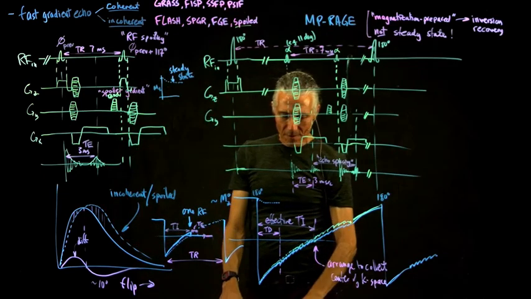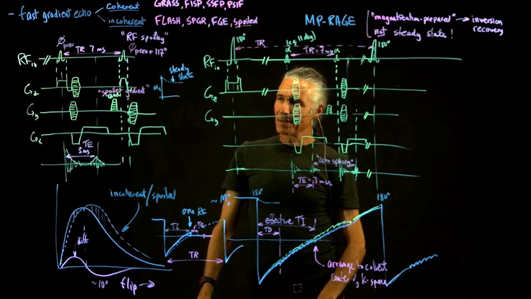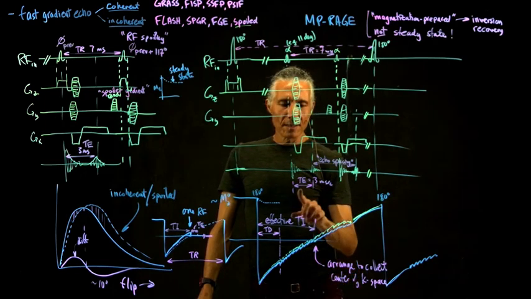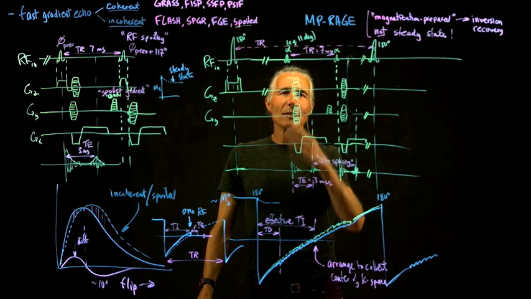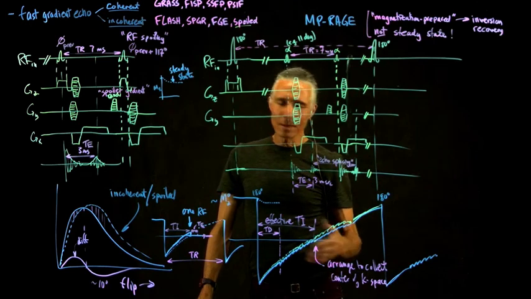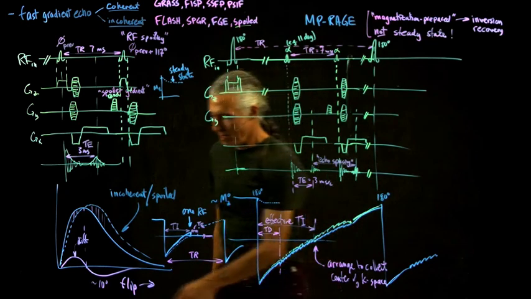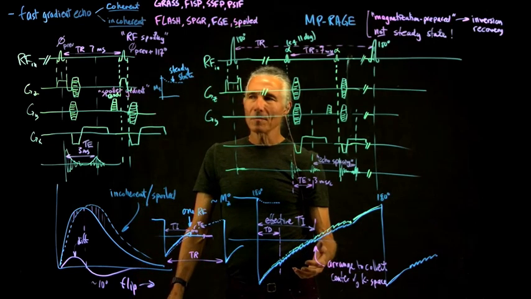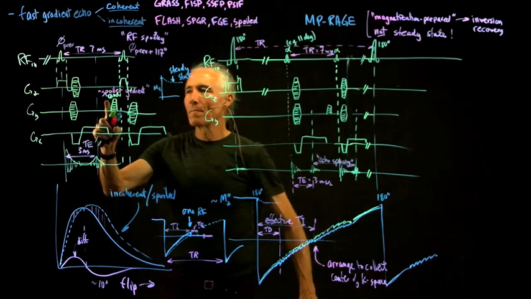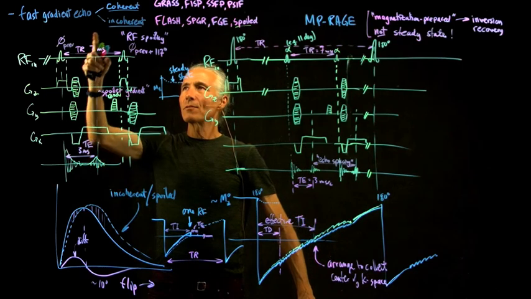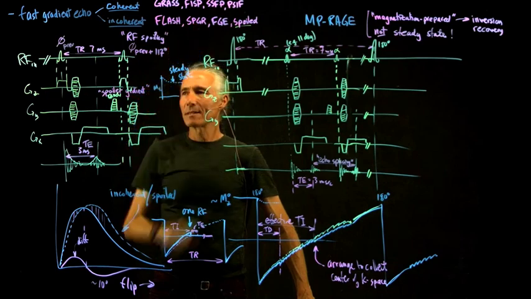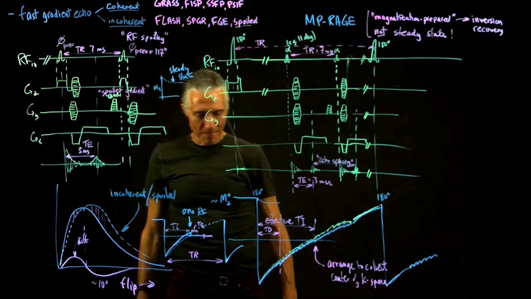So that's the most common T1 weighted scan. And the reason people use it, even though it's got a slightly strange non-steady state thing, is because the contrast is much better. So you can get twice the contrast from an MP-RAGE compared to sort of an incoherent, spoiled GRASS type scan.